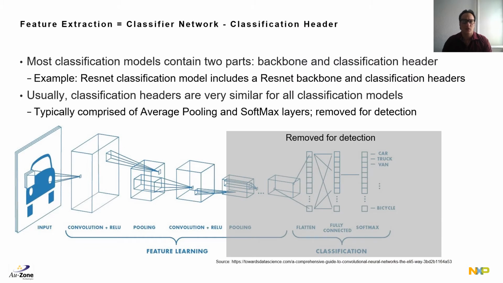The feature extraction process mentioned in the previous slide is done by what is also known as the backbone. Classification models, for example MobileNet or ResNet, generally contain two parts, the backbone and the classification header. So, complete classification models need the output or classification header to provide the inference results. This output is typically done by combining the average pooling and softmax layers, which assign a probability distribution or probability vector to the input data.